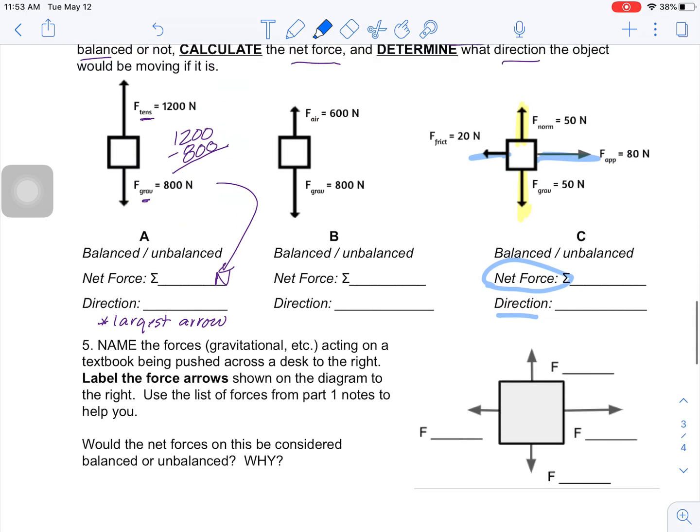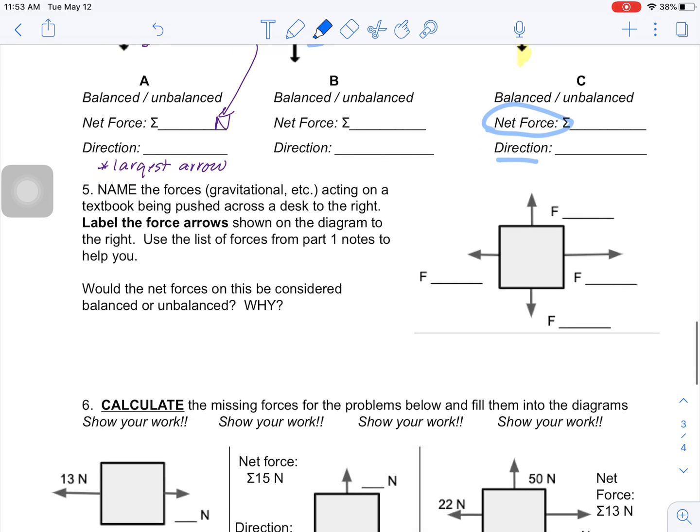Here, name the forces. So just like up here, air resistance, gravity, tension, friction, all those things, you should be able to fill those names in. So for example, this one, gravitational, you should always know that's going to be that downward force. So each one of these is going to get a name from those notes from Monday. So you might need to look back, like we said, to part 1.